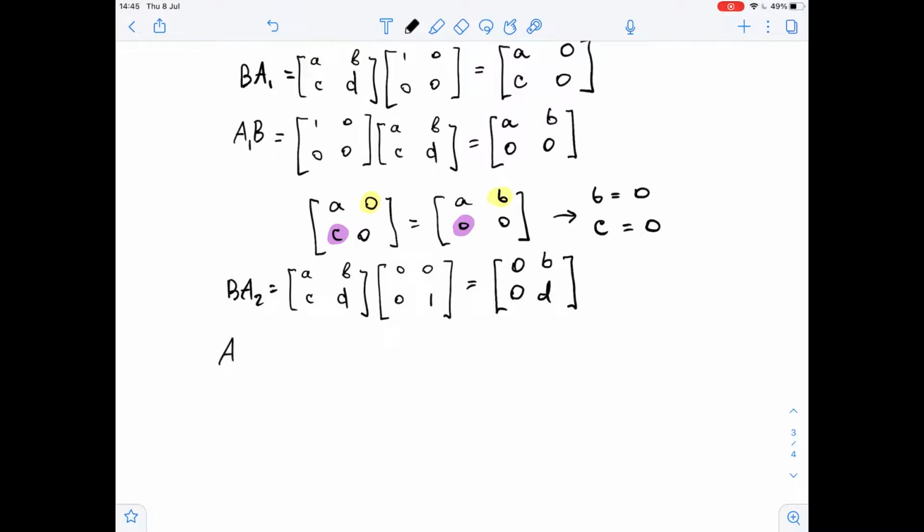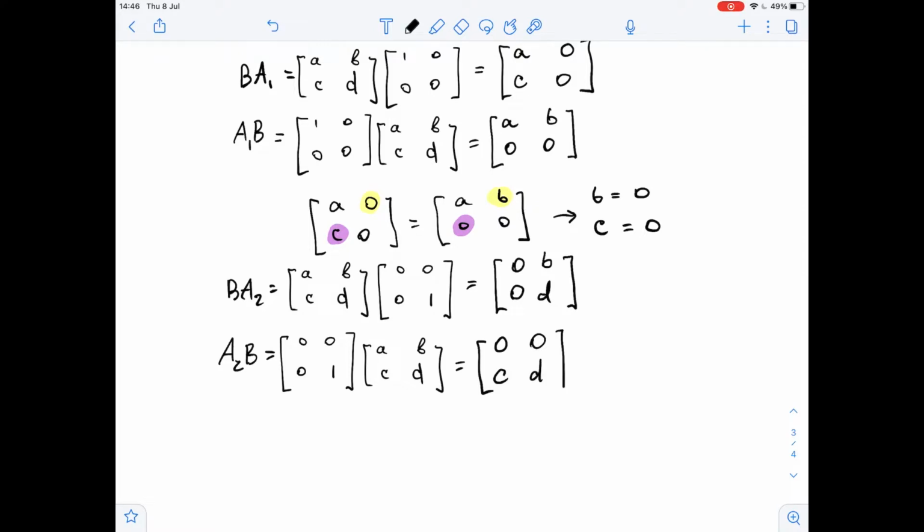Now let's look at A2B. So here we multiply matrix A2 by matrix B. And we get 0 times A plus 0 times C. This is 0. 0 times B plus 0 times D is 0. 0 times A plus 1 times C is C. And 0 times B plus 1 times D is D.